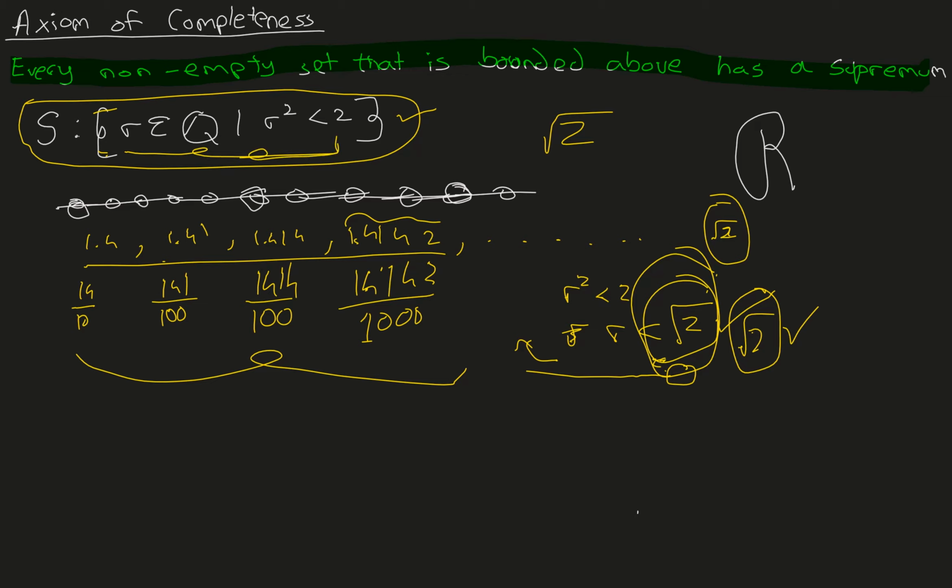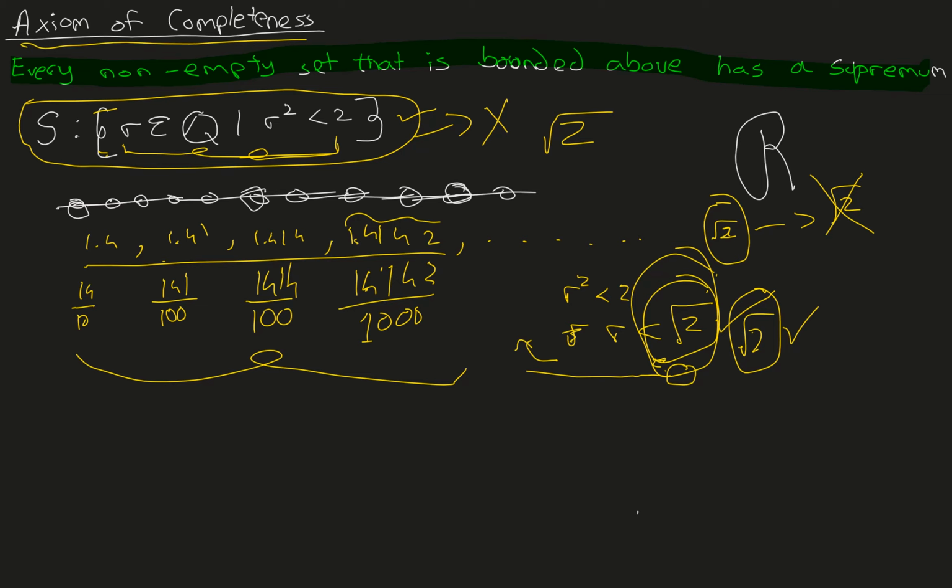We just proved in a previous video that square root of 2 is not rational, it is irrational. Therefore this set does not have a supremum. Therefore we use the axiom of completeness.